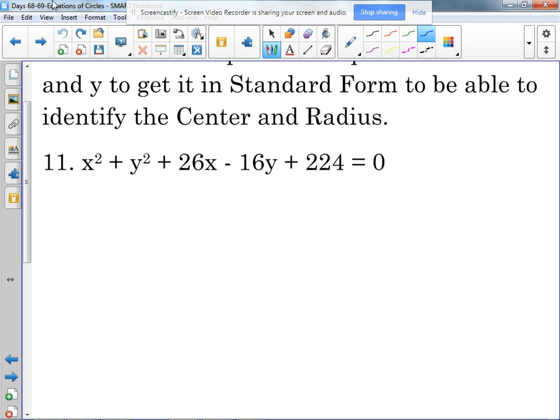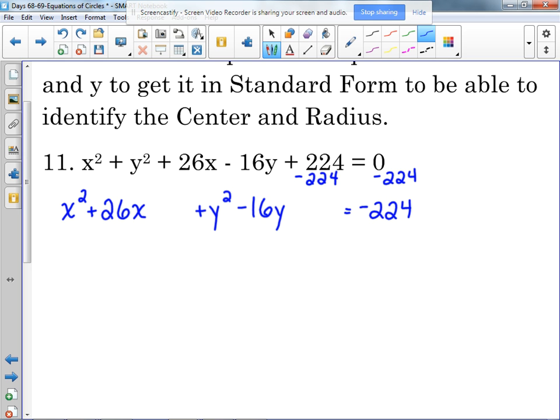Since we have two separate variables, we have x's and we have y's, we need to group them together with the ones that they have in common. So the x's need to go together. I need x squared plus the 26x. Leave ourselves a space to put that constant term that completes the square. Then pair the y's together, y squared minus 16y. Leave ourselves a space. That constant of 224 needs to go to the other side, so I'm going to subtract that from both sides. So my equation is equal to negative 224.